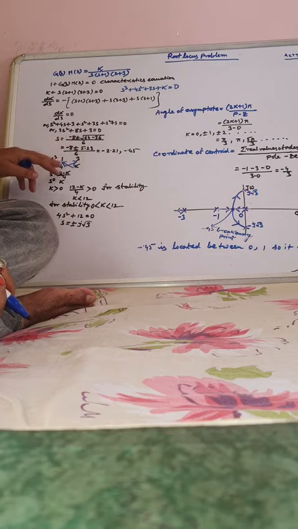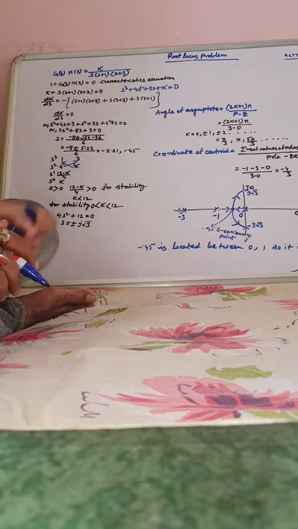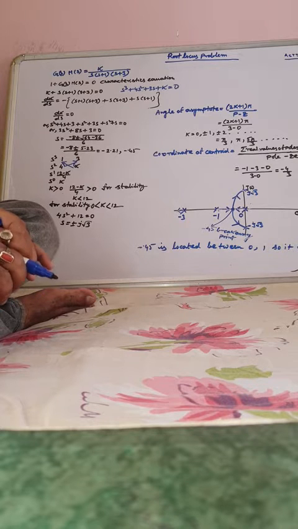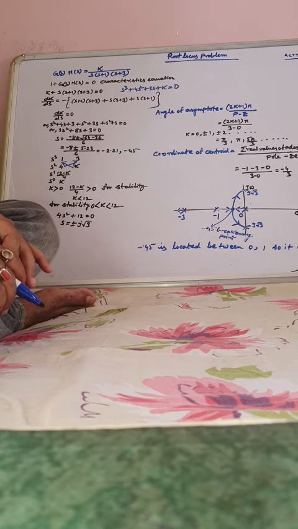All the entries of the first column must have a value greater than 0 for the stability condition. 1 greater than 0, 4 greater than 0, (12 minus K) by 4 must be greater than 0, K must be greater than 0. So after analyzing the stability condition, the stability range will be K from 0 to 12.